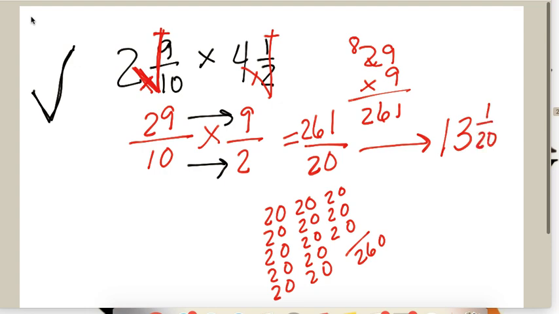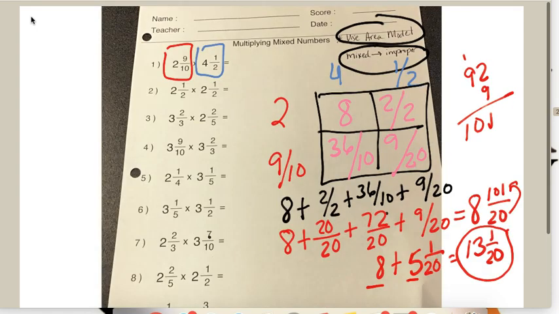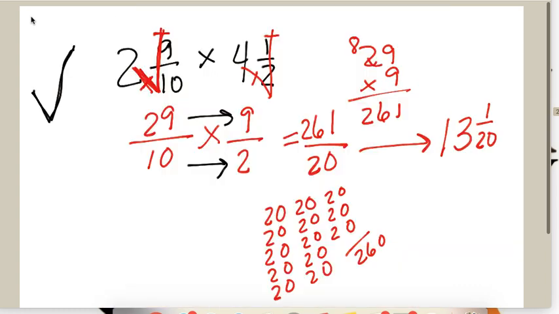Let's see if we got the same thing when we did the problem the other way. Oh, there we go. 13 and 1/20, just like when we did the area model. So there's the area model way, and then this is the improper to mixed way. You get the same exact answer.